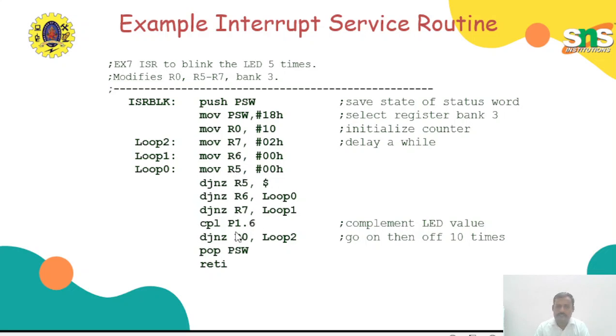After completing this, we have CPL P1.6. We have connected an LED to P1.6, so this data will be complemented. After that, again we have DJNZ R0 looping, so it is repeated R0 times. After completing, since we pushed the program status word, we need to pop it, so POP PSW. Again we have the instruction RETI, that is the return from interrupt. So once this interrupt occurred and the RETI instruction is received, it will go back to the main program. Thank you.